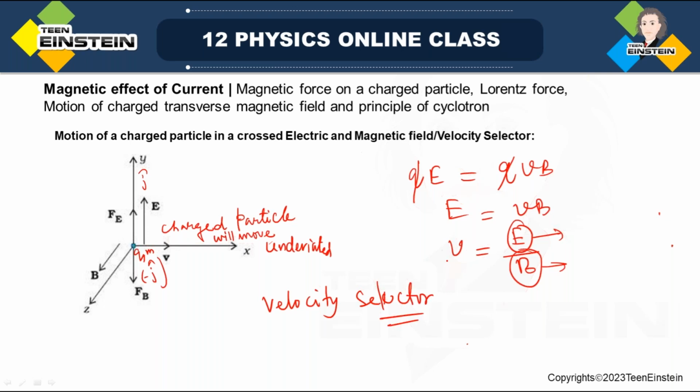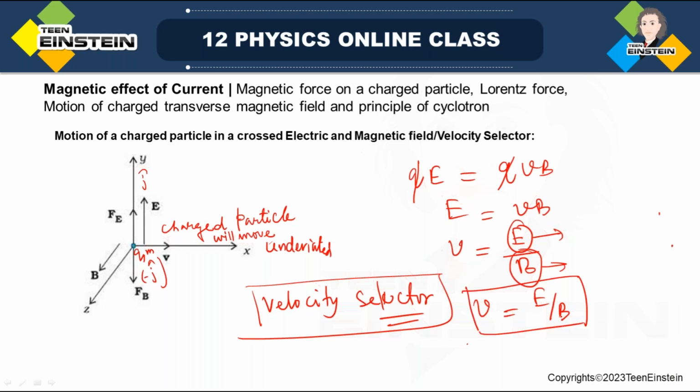There are a few applications of this principle, the velocity selector. So what is the velocity of the velocity selector? That should be E by B. The magnitude of the velocity should be equal to the ratio of the electric field to the magnetic field. That is the condition for no deviation in a crossed electric and magnetic field, and you can understand why it is called a velocity selector.